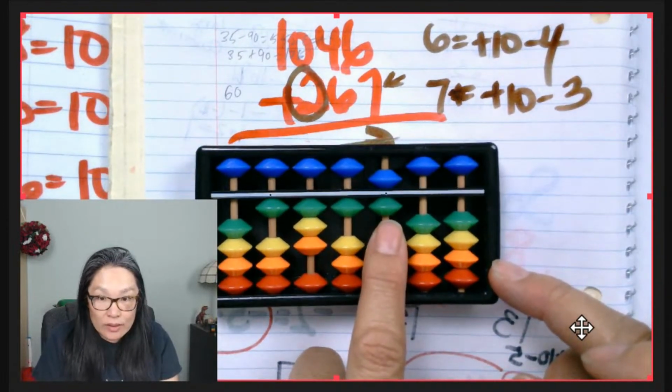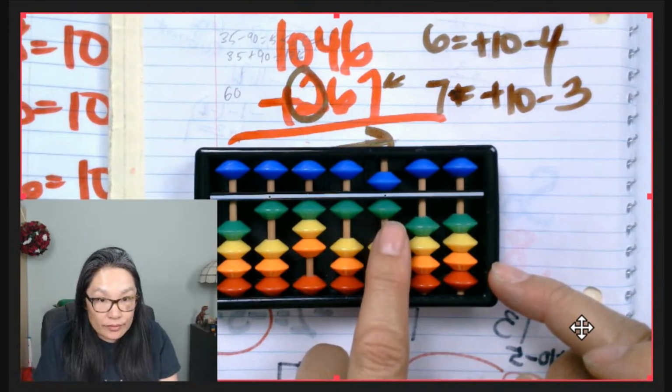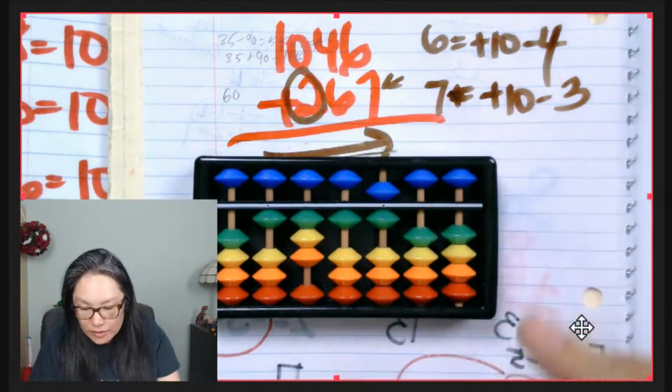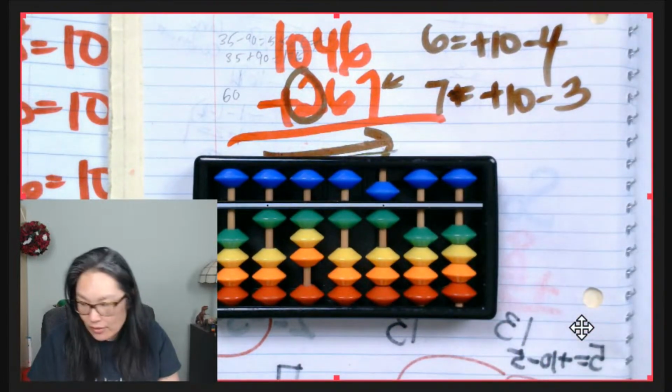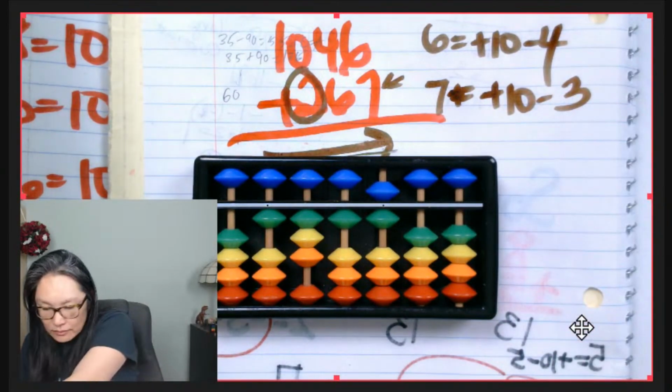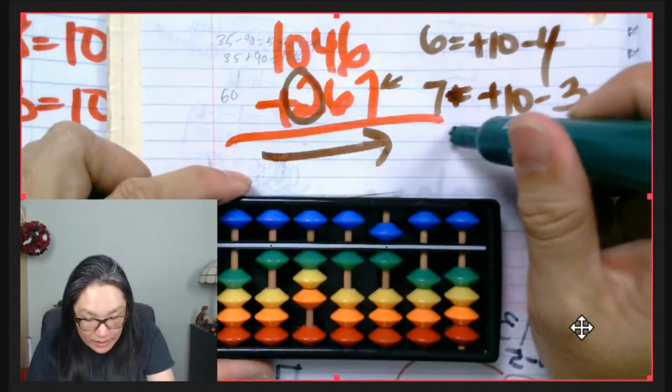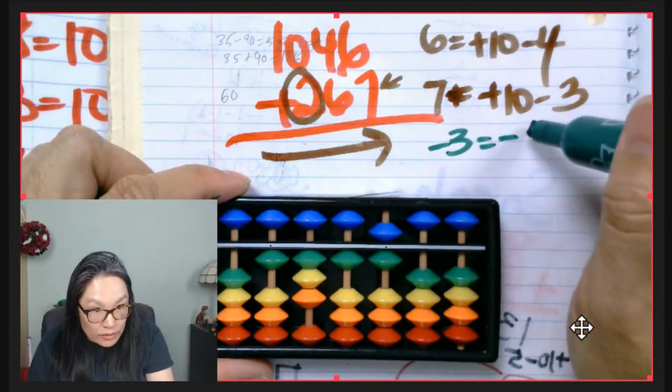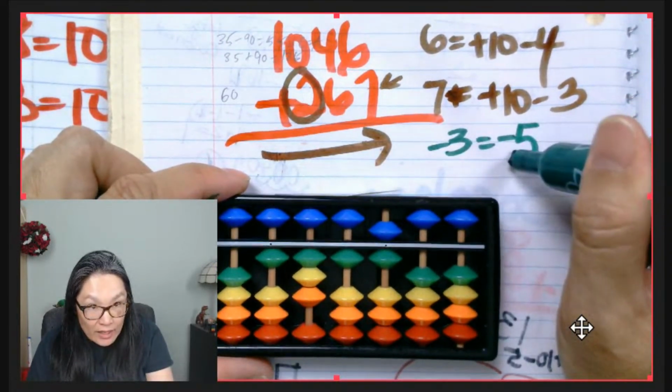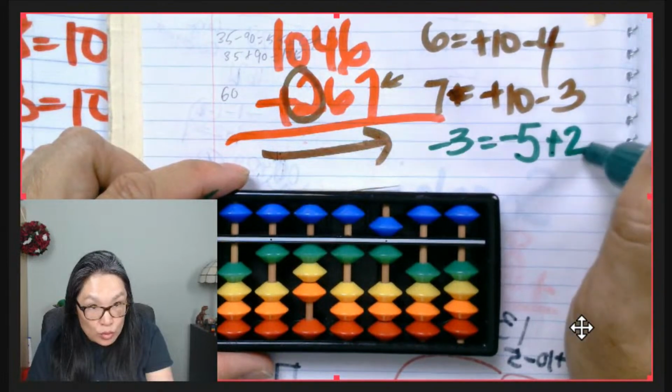Can't minus the 3. What do I do? I know how to minus the 3. Do you know how to minus the 3? Minus the 3 is equal to minus the 5 plus the 2.